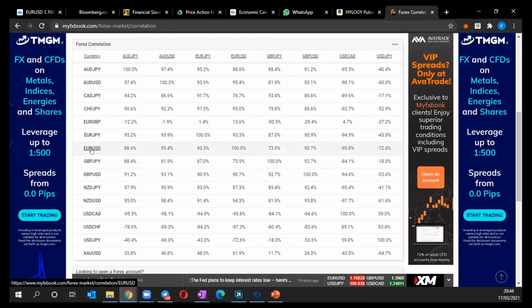For example, if euro dollar goes up, normally USD CAD goes down for some reason. So you can research these as well. But that covers everything, and I hope it's not too much to take in. Any questions, lads? Does it make sense, what we're trying to say?